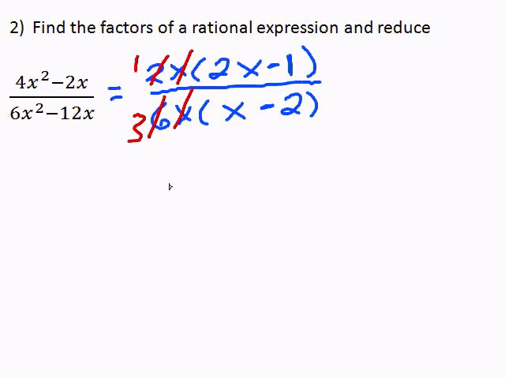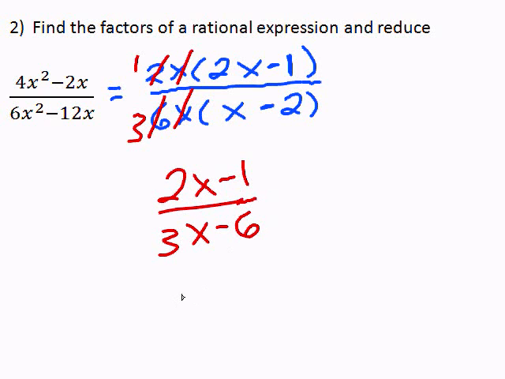In the end, this leaves us with 2x minus 1, and we distribute that 3 that's left over, and we get 3x minus 6. My question to you again is, can you reduce the x on top and the x on bottom? The answer is no, because x is not a factor of the entire top. 2x minus 1 cannot be factored further, and 3x minus 6 cannot be factored further by an x either. So there are no common factors top and bottom anymore, which means this is our final answer.